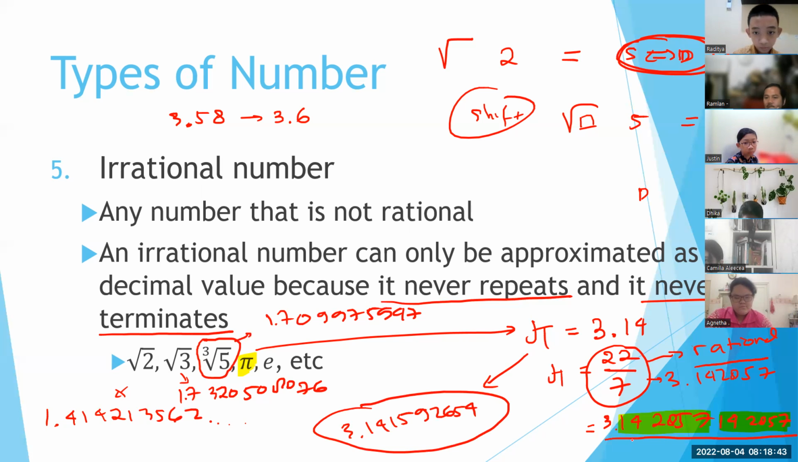Kalau tadi kan berulang ya, 142857-nya ulang lagi. Tapi ini berulang kan? Ada yang berulang nggak? Enggak. Nggak ada ya? Right? You see? You don't see any pattern here. So that's why this is an irrational number. So the exact value of pi is actually not a rational number.